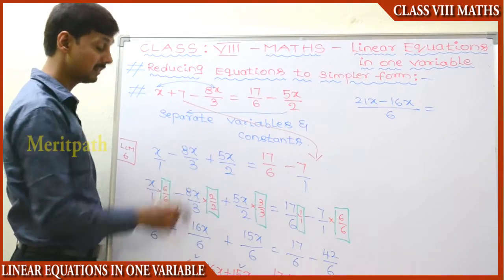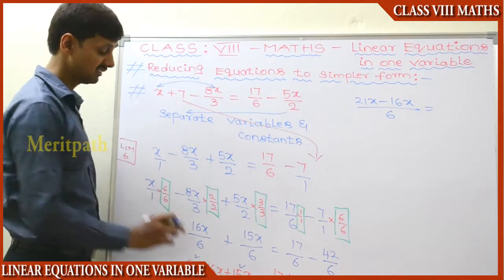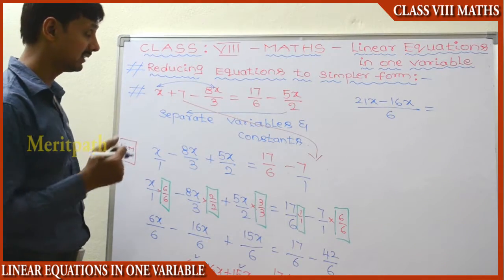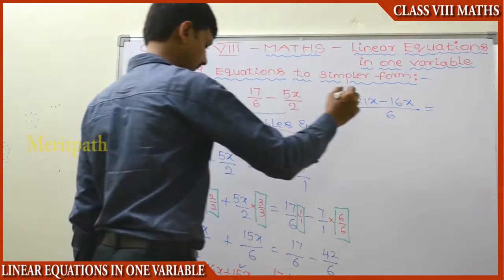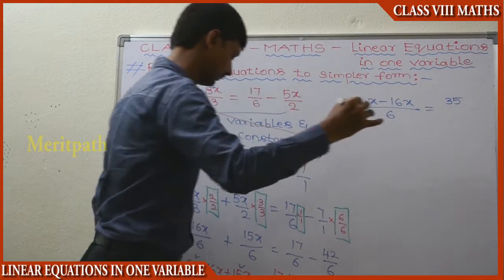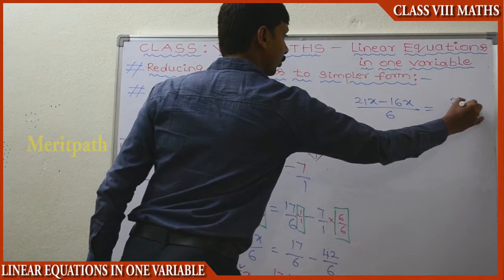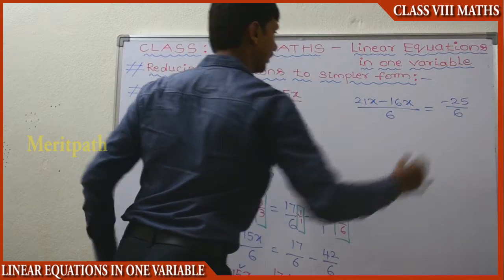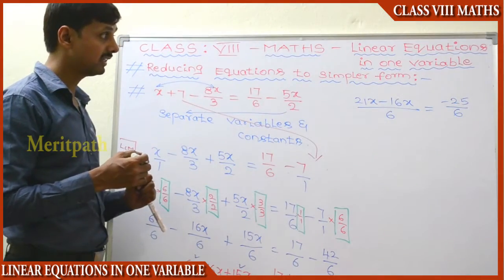21x minus 16x divided by 6. So here this value is added, and one minus value we have, that is 16x divided by 6. And when we subtract these two numbers, it becomes 25. So x is minus 25 by 6. So we have taken the subtraction of it. We got minus 25 by 6.